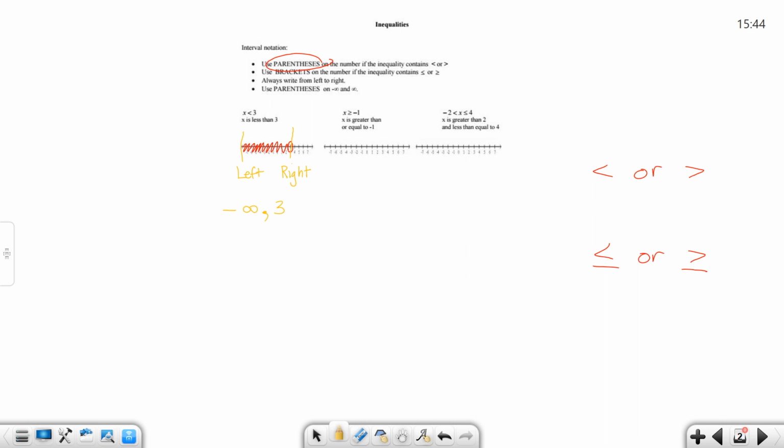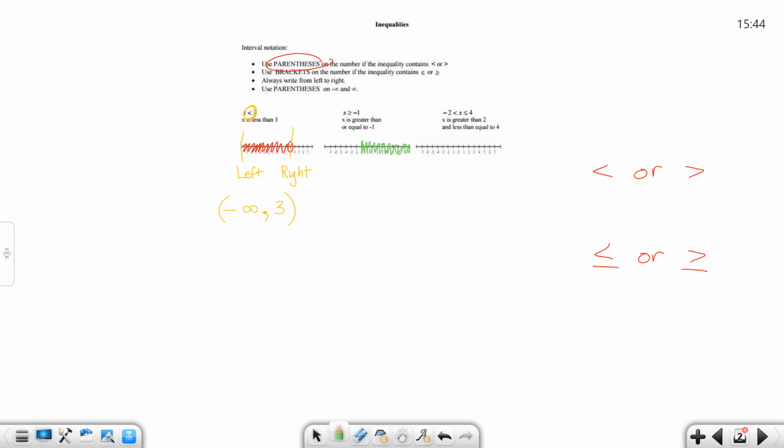You're going to use parentheses on infinity, either infinity, and the 3 is going to depend upon this symbol right here. Since it doesn't have a little bar under it, you're going to use parentheses. Okay, looking at the second one, on the second one we talk about -1. It lies right here, and it's a number greater than or equal to -1. Now some of you may also be familiar with open or closed circles. I don't use them, but you're welcome to use them.